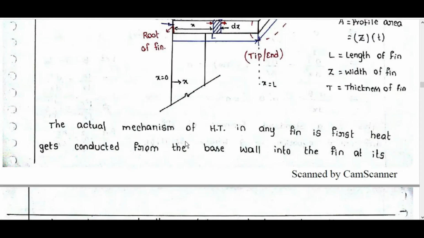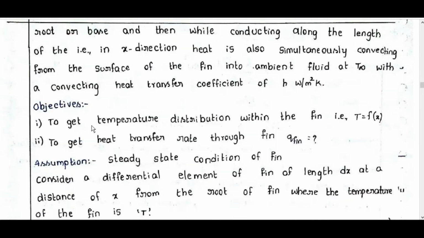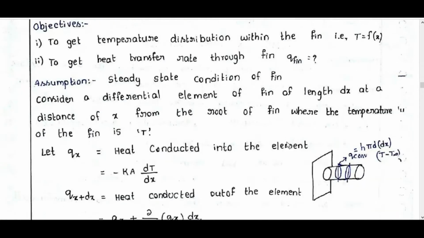The actual mechanism of heat transfer in any fin is that first heat gets conducted from the base wall into the fin at its root or base, and then while conducting along the length of the fin, that is in the x direction, heat is also simultaneously convecting from the surface of the fin into the ambient fluid at T infinity with a convective heat transfer coefficient of h watt per meter square Kelvin. Objectives: to get the temperature distribution within the fin, that is T = f(x), and to get the heat transfer rate through the fin, Q fin = ? Assumption: steady state condition of the fin.